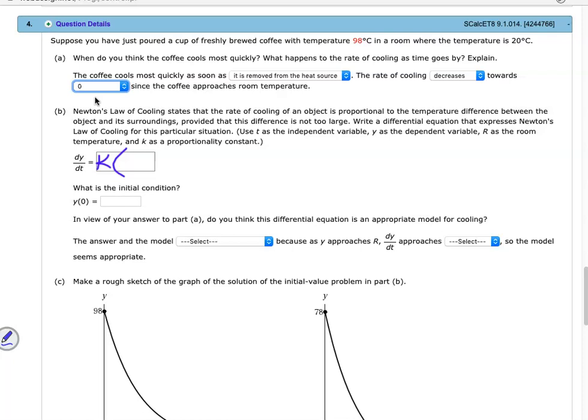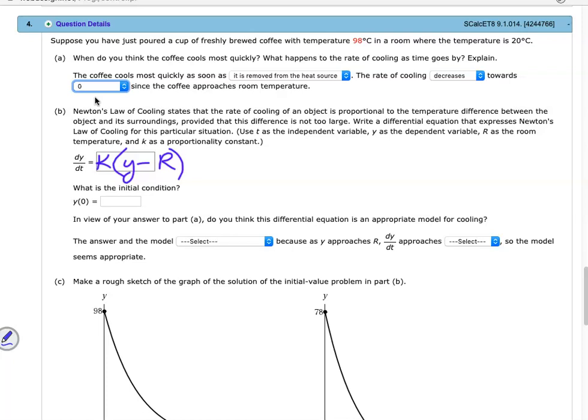Okay, t is an independent variable representing time. y is the dependent variable representing the temperature of the coffee. And r is the temperature of the room. So it would be y minus r. Time is not involved in this differential equation. It would be in the solution, where you'd have temperature at any given time, but the setup is just this: the rate of change of the temperature is proportional to the difference between the temperature and the temperature of the surrounding medium.